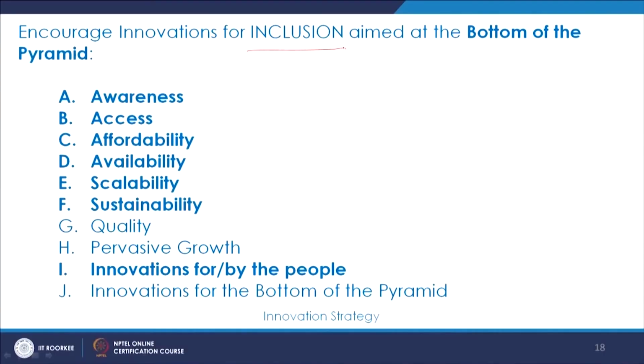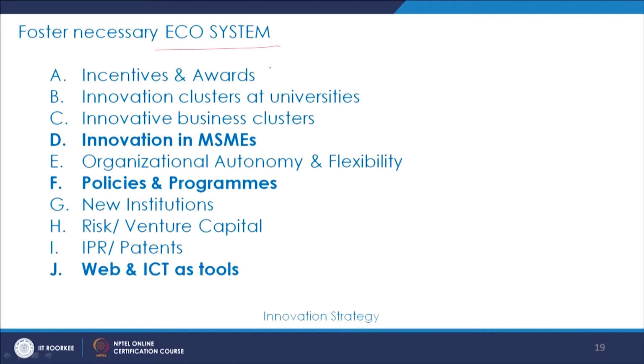It has to take a community and cluster into consideration, and their way of life. Another important node is inclusion, aimed at the bottom of the pyramid, and it focuses on awareness, access, affordability, availability, scalability, sustainability, innovations for and by the people. Creating ecosystem, incentives and awards, innovations in MSMEs, policies and programs, web and ICT tools. So, training the artisans and craftspersons in this digital medium, how they can be self-sufficient, and also have online access and connect with the end user and different organizations.